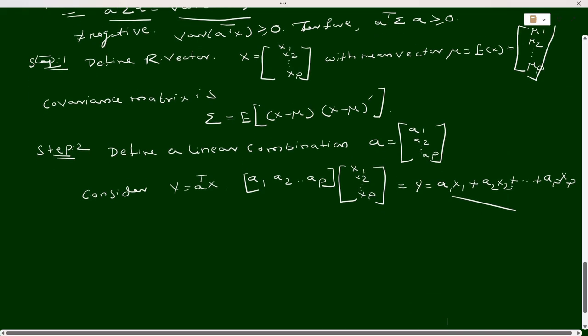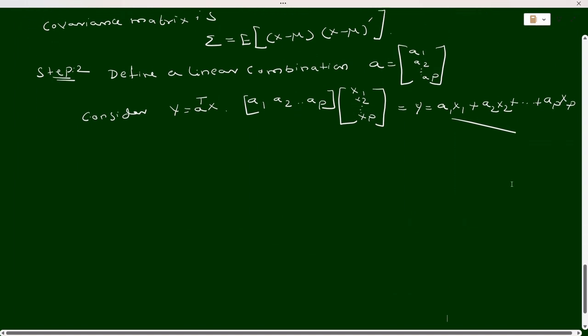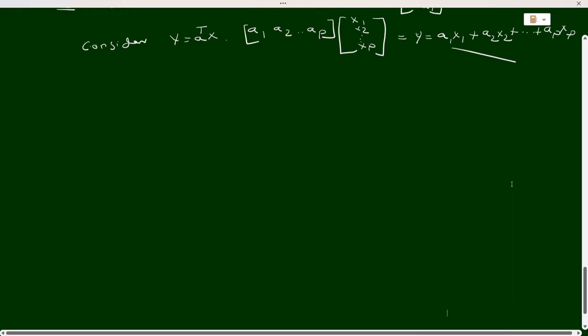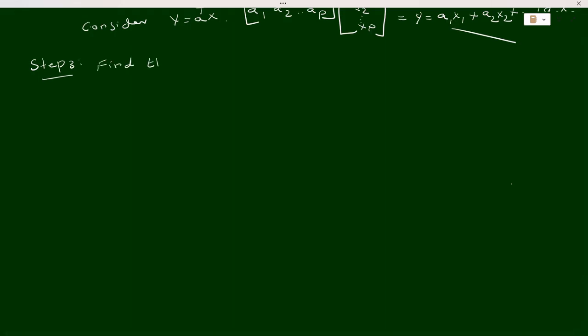So in the next step, what we are going to do is identify the mean of these linear transformed variables. So, step 3: find the mean of the variable y.